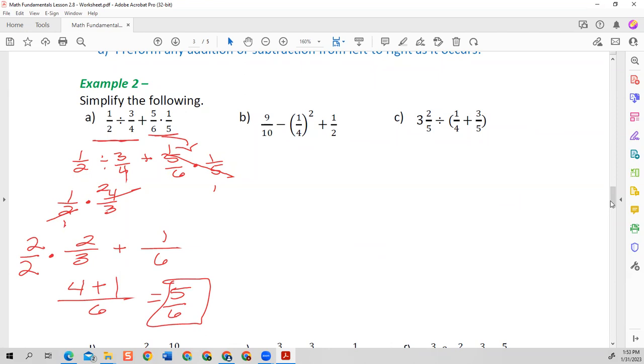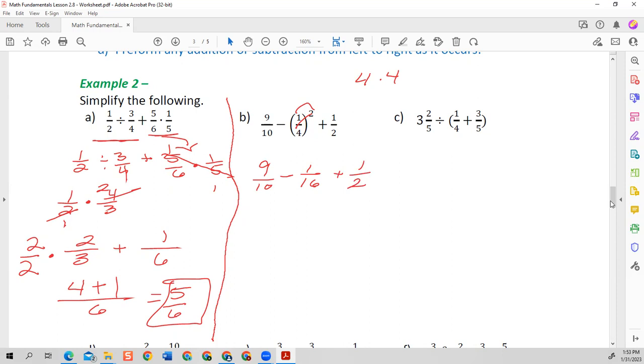Let's go ahead and do B. I'm going to leave some for you to practice on and ask questions on later. So I'm going to bring down my first term, 9/10 minus. I'm squaring everything inside this parentheses. So I get 1 squared is 1, 4 squared is 16, because that's the same as saying 4 times 4.